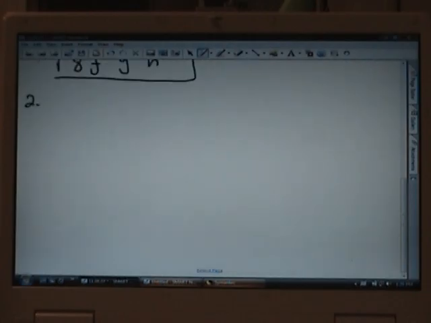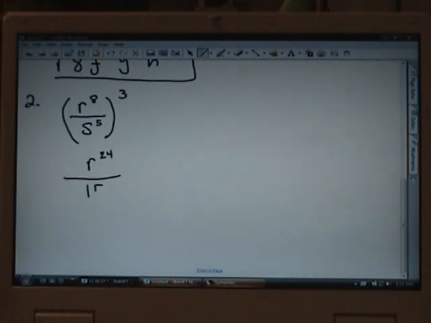Number 2: r to the 8th, s to the 5th, all of it to the 3rd. 8 times 3 is, 5 times 3 is, whoops, that's interesting, s to the 15th.